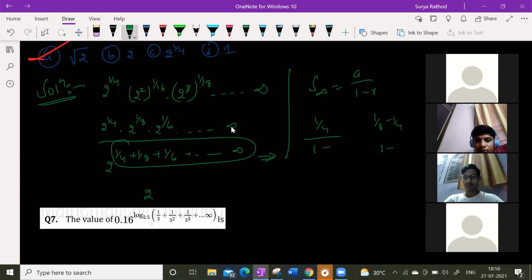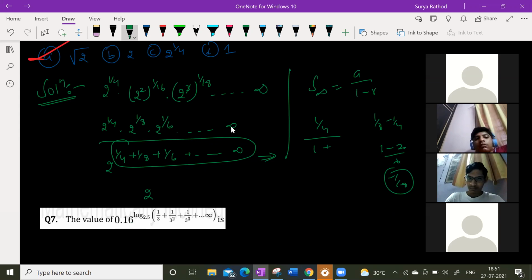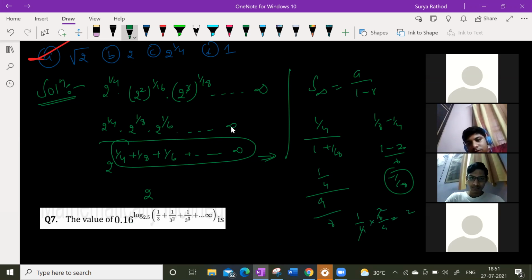So 1 minus what? 1 minus 1 by 2, so 2 by 8. Then minus 1 by 8 is r. Minus 1 by 8 means plus 1 by 8. So 1 by 4 divided by 8 plus 1 by 8, which is 9 by 8. So what am I going to get here? 1 by 4 into 8 by 9, so 2 by 9.